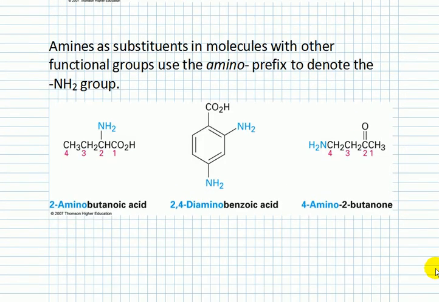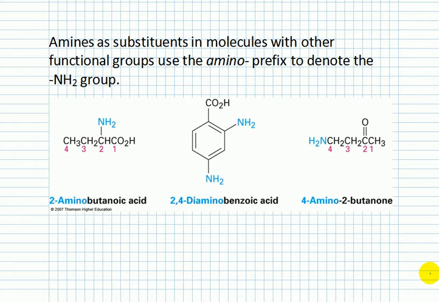It's all one word. If we have a molecule with other functional groups, we use the amino prefix to represent the NH2 group. So if I have butanoic acid, a 4-carbon carboxylic acid, with an NH2 group attached to carbon 2, that's 2-aminobutanoic acid. The NH2 group on a benzene ring with something else, right? Here's benzoic acid. The NH2 groups come out to 2,4-diaminobenzoic acid.